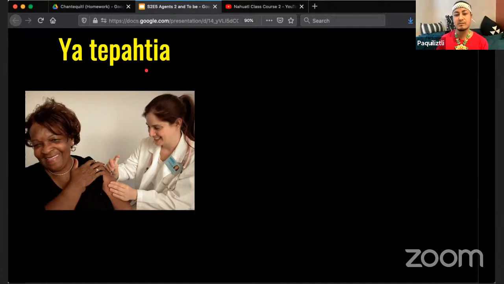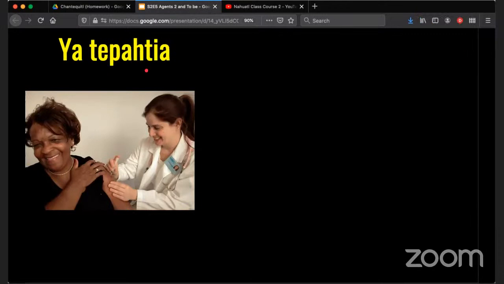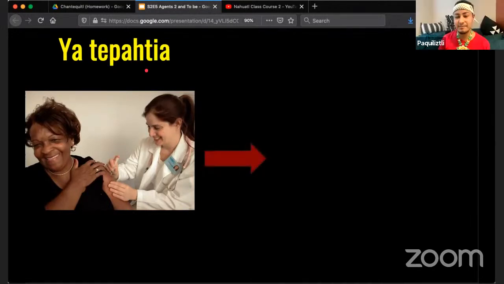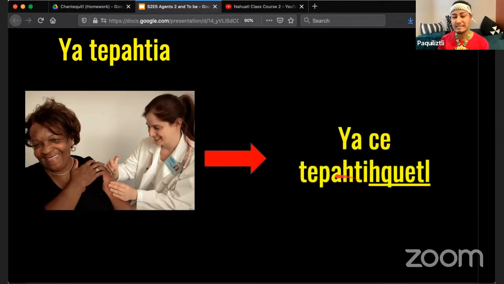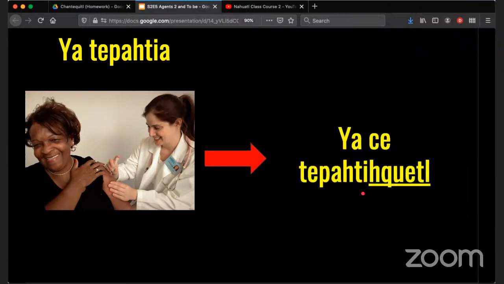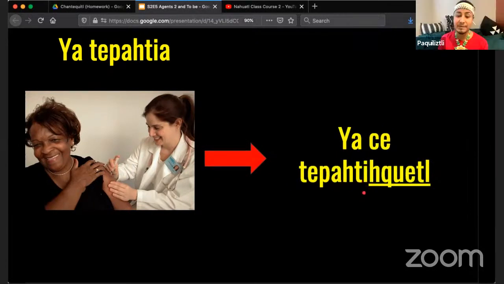Put in the past tense, te partía becomes te partí. Ya se te partíque. Kena, ya se te partíque. So you could just say ya te partí. She cured someone or she healed someone. Te partía literally means to heal. This comes from the word patli. Patli means medicine, and partía means to apply medicine or to do something like that. So it's understood as heal, give medicine to, or cure.